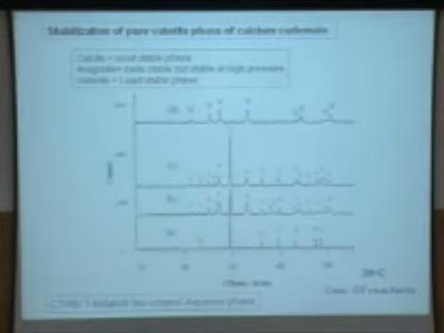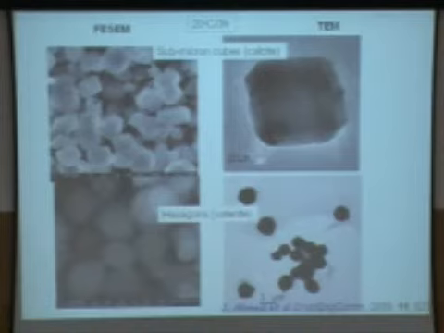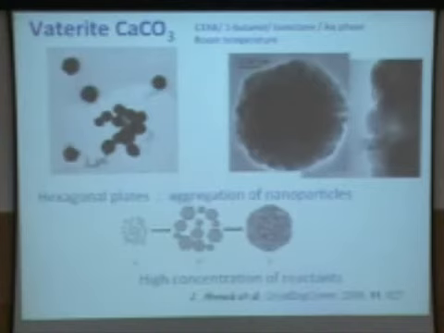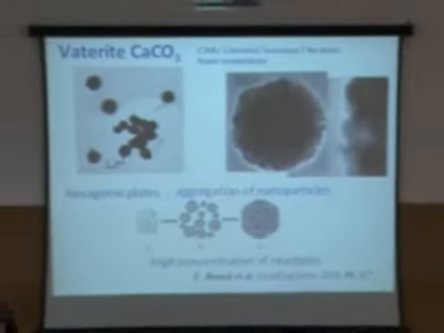So this is room temperature synthesis of something which bioorganisms can make, but it is not normally thermodynamically stable at room temperature. These are different structures of vaterite and calcite, and this normally looks hexagonal. If you look at one particle, it looks like a hexagon at low resolution.